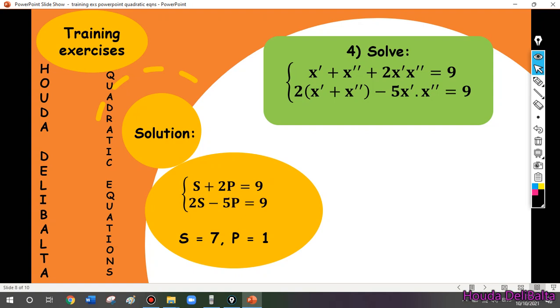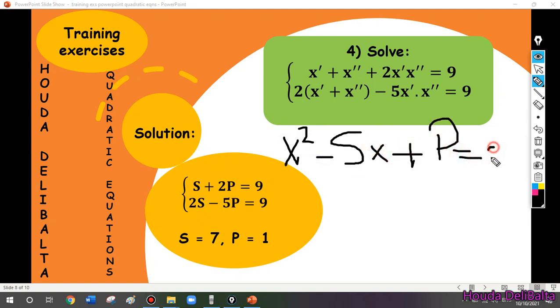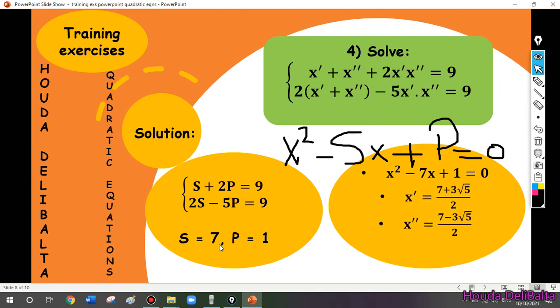Now, after getting S and P, let's remember the general form: x squared minus sx plus p equals 0. So all I have to do is to form a quadratic equation, which is x squared minus 7x using this sum. It is 7, so minus sx means minus 7x plus 1 equals 0. So every time I'm benefiting from the sum and the product to form a quadratic equation, and every time I form a quadratic equation, I can find the roots.